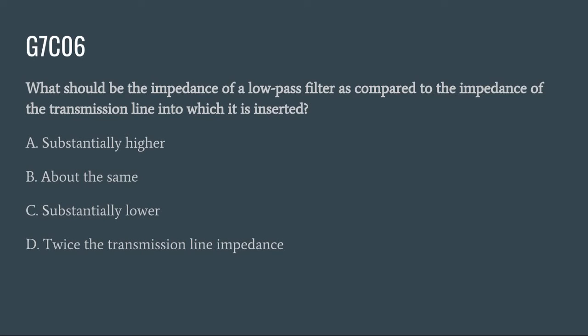G7C06. What should be the impedance of a low-pass filter as compared to the impedance of a transmission line into which it is inserted? A. Substantially higher. B. About the same. C. Substantially lower. Or D. Twice the transmission line impedance? Correct answer here is B, about the same.